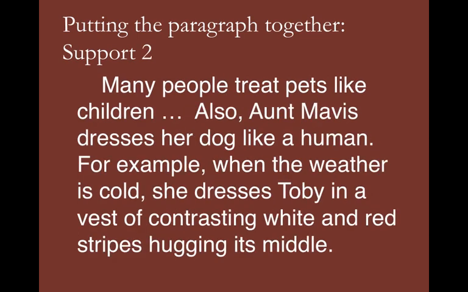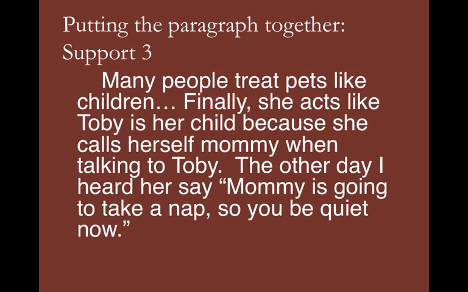Our second support is also Aunt Mavis dresses her dog like a human. And we have our example. For example, when the weather is cold, she dresses Toby in a vest of contrasting white and red stripes, hugging its middle. Finally, our third example, and we signal the third example with finally. She acts like Toby is her child because she calls herself Mommy when talking to Toby. The other day I heard her say, Mommy is going to take a nap, so you be quiet now.